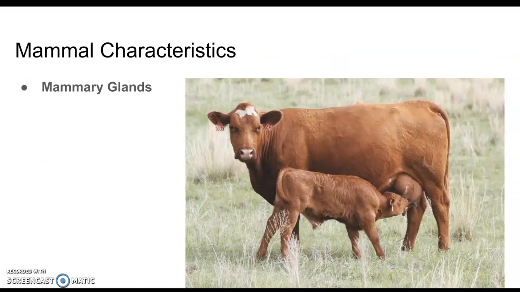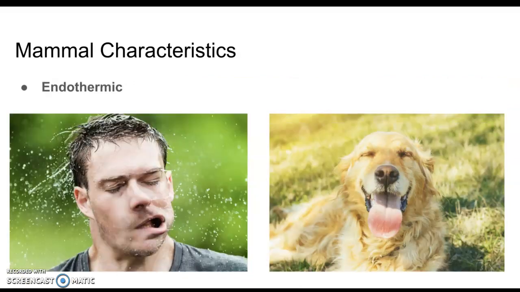Another characteristic that mammals have are mammary glands. Mammary glands are the glands that females have, the mothers have, to provide nutrition to their young, and usually it's in the form of milk. And here is a calf drinking milk from the mom's mammary glands.